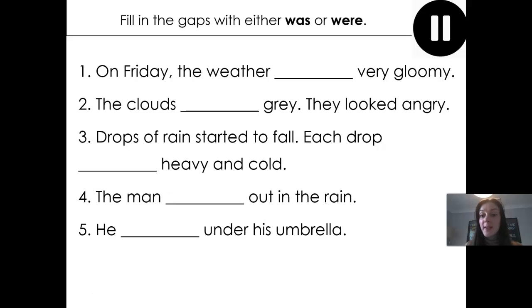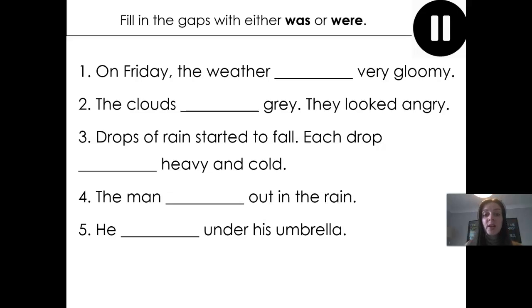So there's a tip here. What it's useful doing is thinking about whether there's one of the subject or whether there's more than one. So if you have one thing, the word is likely to be was. But if you have more than one thing, then it's going to be were. So let's look at the first one together.